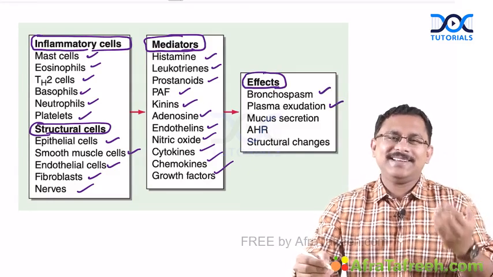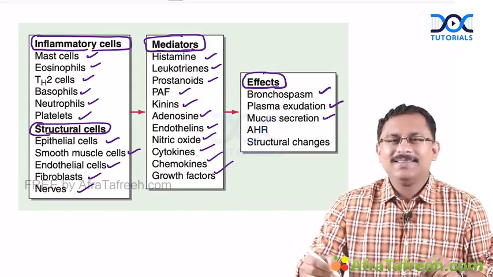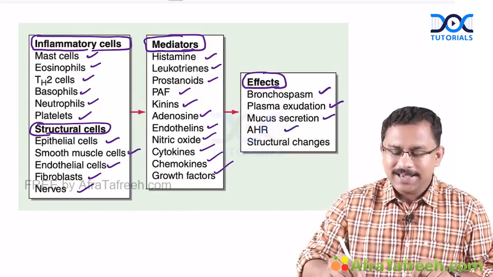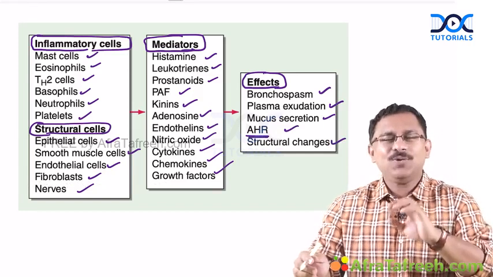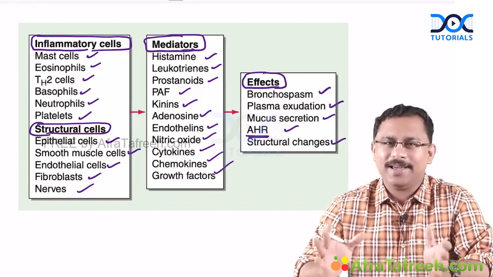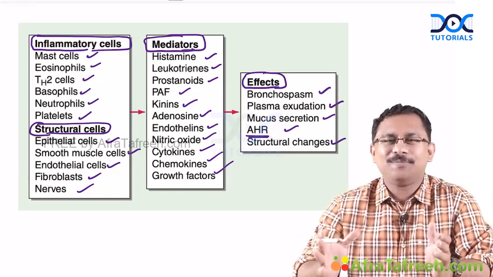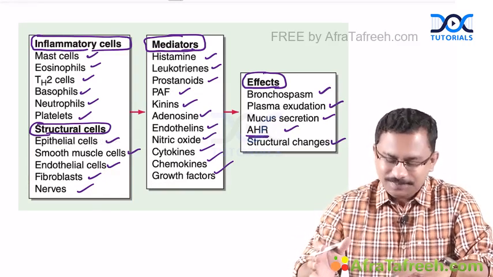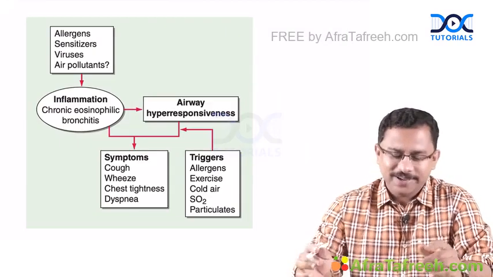We have already seen there is an increase in the vascular permeability, so there is a plasma exudation. There is increased secretion of mucus, and AHR, that is, airway hyperresponsiveness, and you get structural changes in your airway as well. Okay, so this is what results in the obstructive pathology of bronchial asthma. So again, just summarizing a chart in Harrison, just a summary of what we have said.